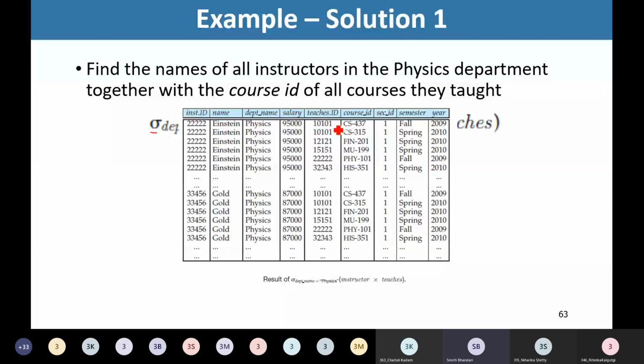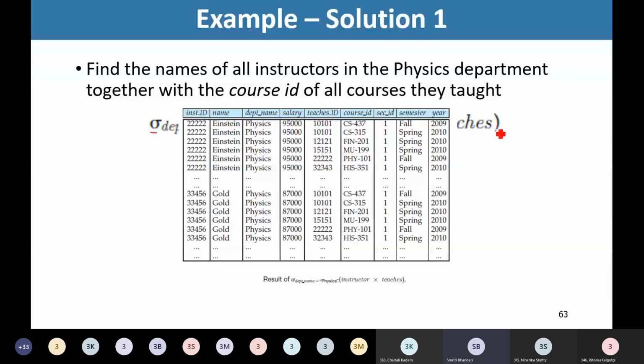We have imposed one condition, that is department name equal to physics, and that is why out of all those tuples in the cross product, we will be getting only the tuples related to department name equal to physics. Right? So as we have seen in our instance of instructor table, we had two instructors from physics department, Einstein and Gold, with these respective instructor IDs.